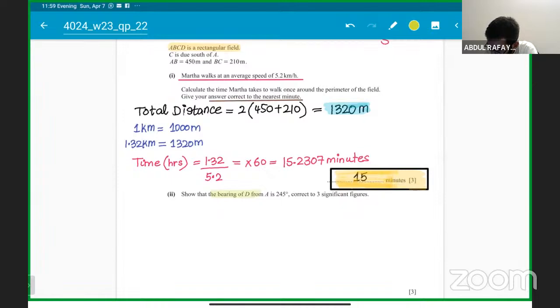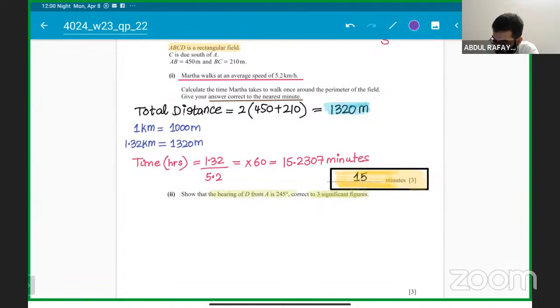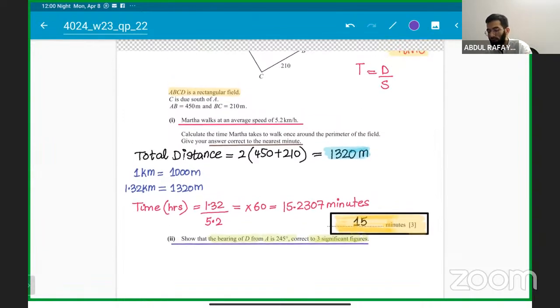We have to show that the bearing of D from A is 245 degrees, correct to three significant figures. Very important, very tricky question as well. Okay, sir, how do we show that the bearing of D from A is 245 degrees, correct to three significant figures?